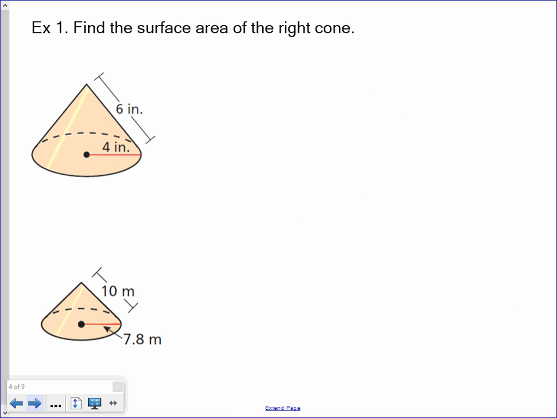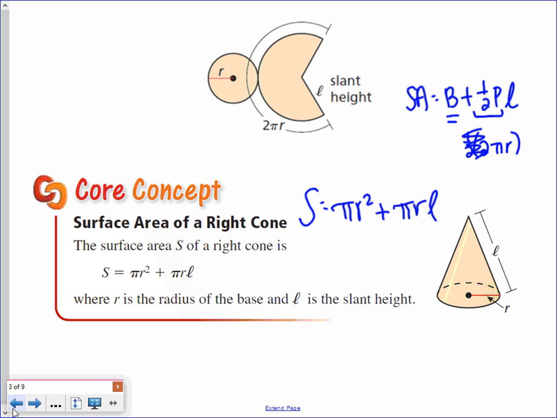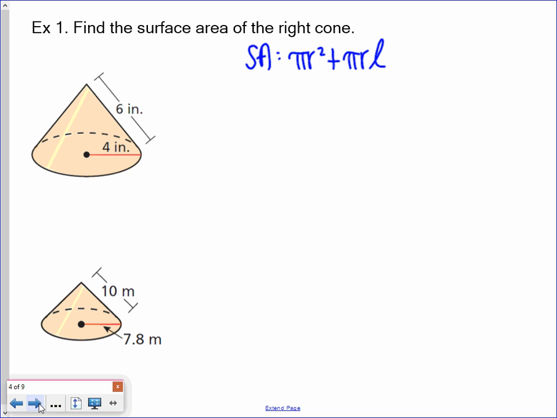Here we go. First problem. Here's your formula: pi r squared plus pi r l. Somebody brought up last hour too that they put just a capital S instead of SA. I put SA, surface area, just to make sure you know that's what I'm talking about. So if you see this, it means the same as surface area. All right, let's go.